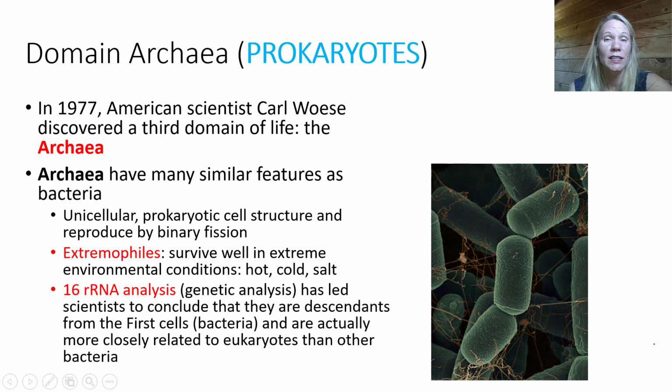So genetic analysis gives us a lot of information as scientists about the evolutionary relationships among organisms. A very common way to analyze the DNA of organisms is actually to look at their ribosomal RNA. It's called a 16S ribosomal RNA analysis. So it's a type of genetic analysis. And when scientists performed the 16S ribosomal RNA analysis on the domain Archaea, they figured out that it was more closely related actually to eukaryotes than prokaryotes, even though it does have a prokaryotic cell structure.